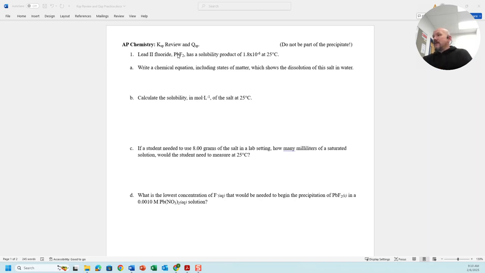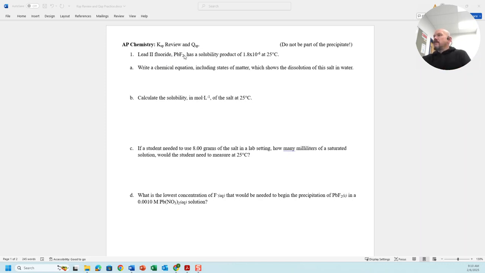Like, for instance, in lead fluoride here, if I know the concentration of lead, I would double that to get the concentration of fluoride. If I knew the concentration of fluoride, I would cut it in half to get the concentration of lead in a saturated solution. If I knew the molar solubility, that would be the molarity of the entire compound. That would be the concentration of lead, but you would have to know to double it to get the concentration of fluoride.